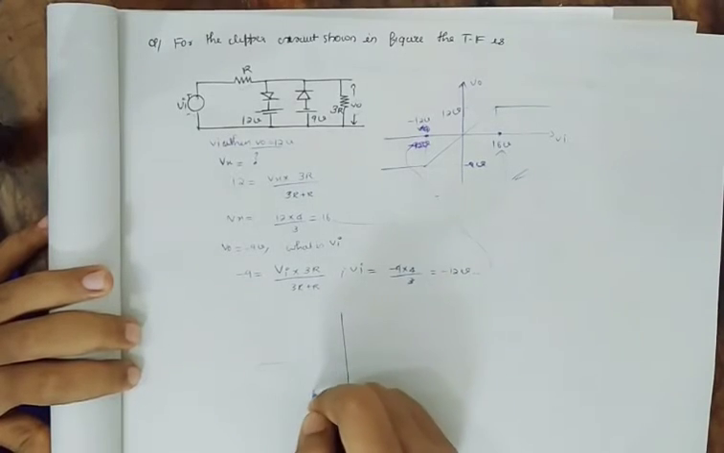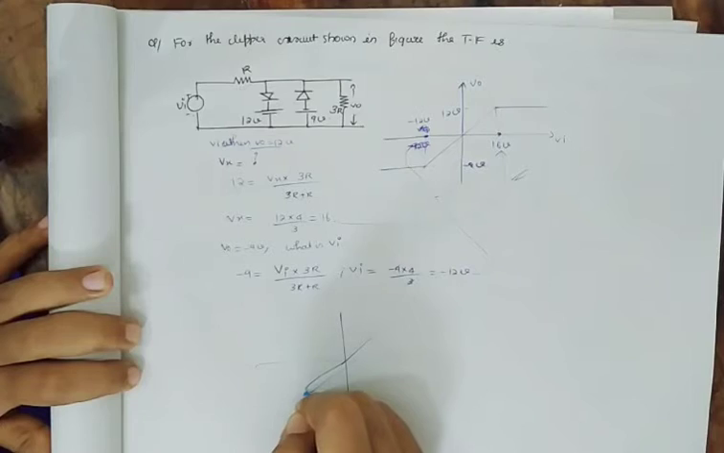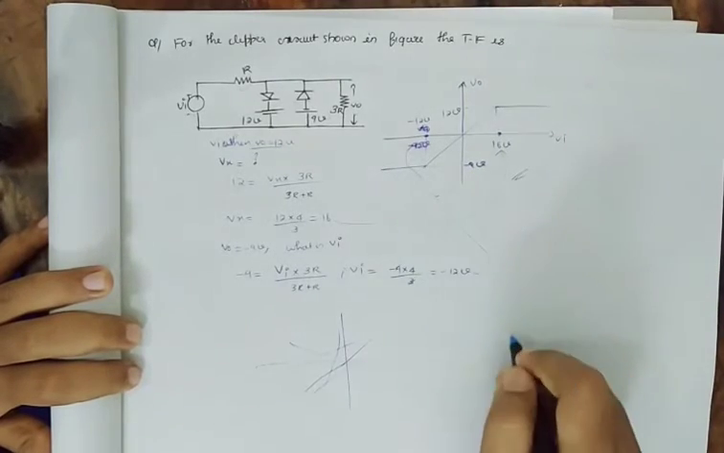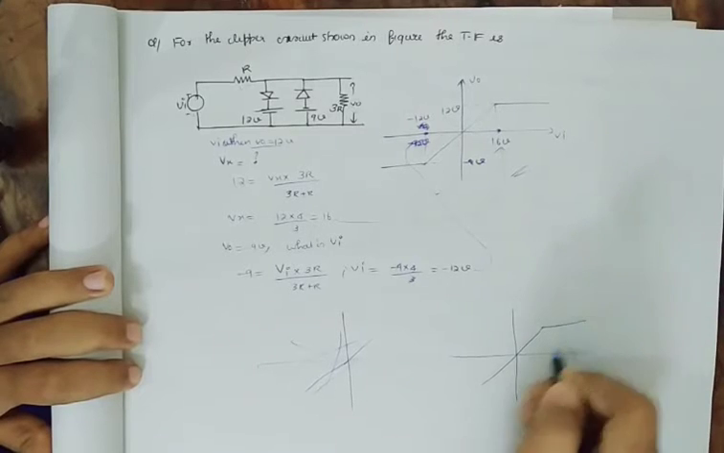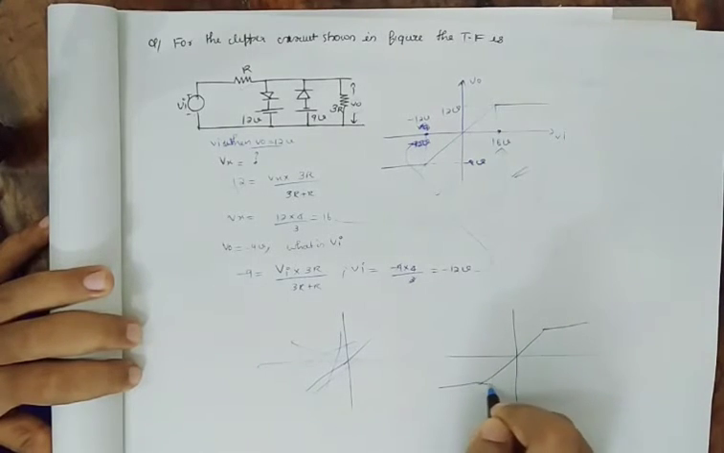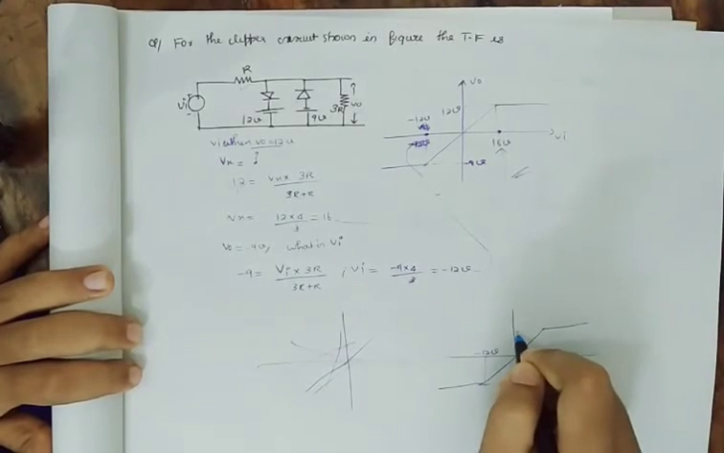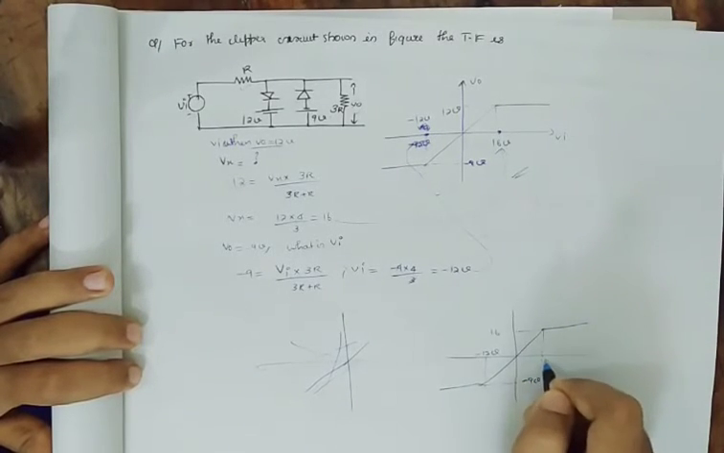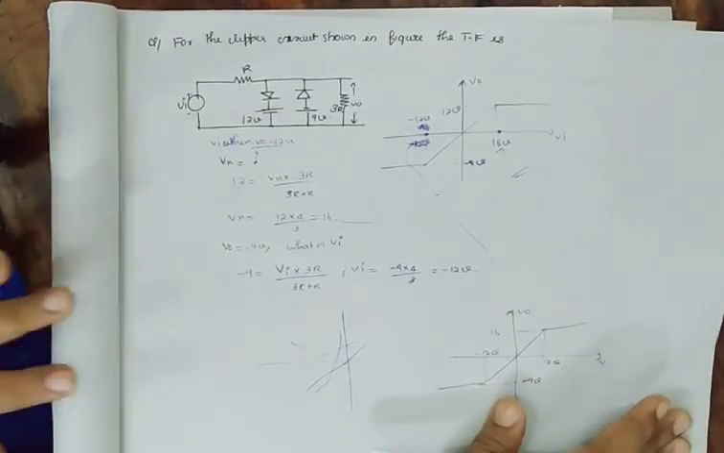I will redraw it over here. Sorry. -9 volt, -12 volt, 16 volt, 12 volt. Okay, VI, V0. Now let's do the next question.